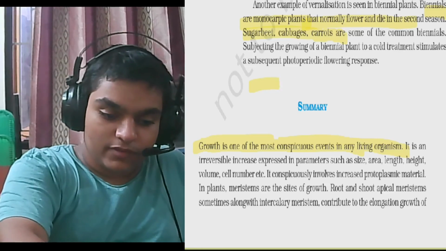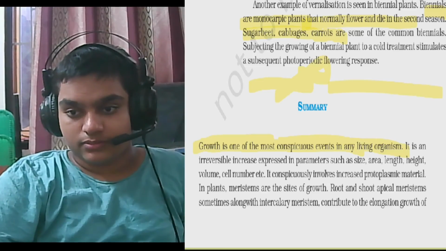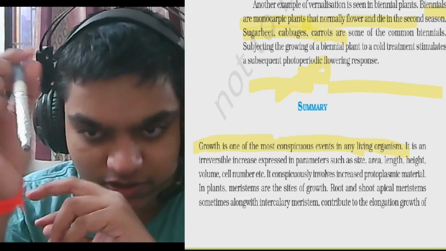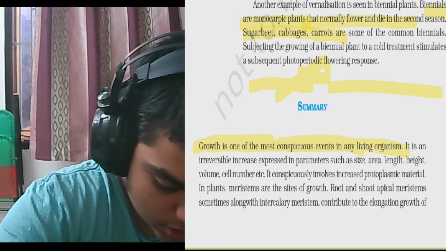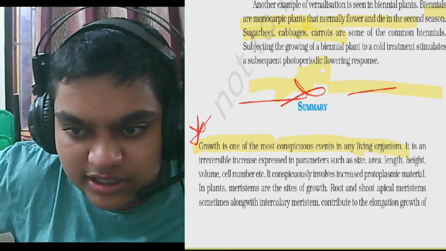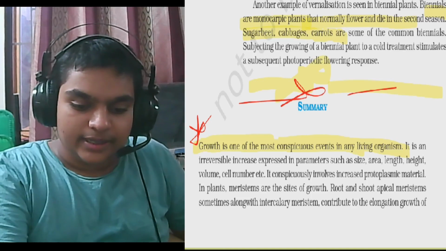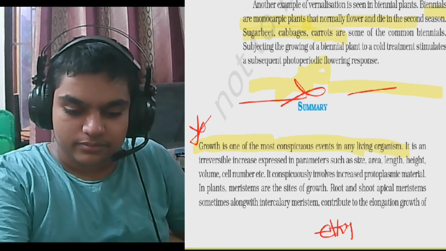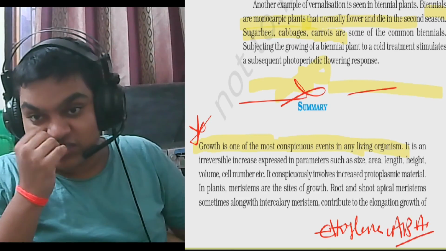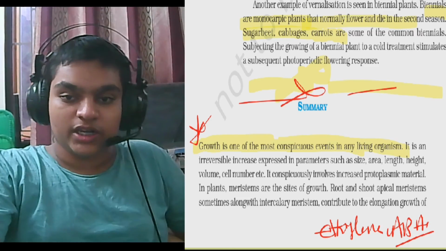That's it guys, we have completed this, and I have an important point here in summary. The important point is, growth is one of the most conspicuous events in living organisms. Remember that, they can ask you the statement in your exams. So we have successfully completed the NCERT series of the plant growth and development chapter. You have to only read about ethylene and ABA, abscisic acid. Tomorrow morning you will be having the MCQ series, that is 30 under 30 MCQs. Then meet you tomorrow in that session.